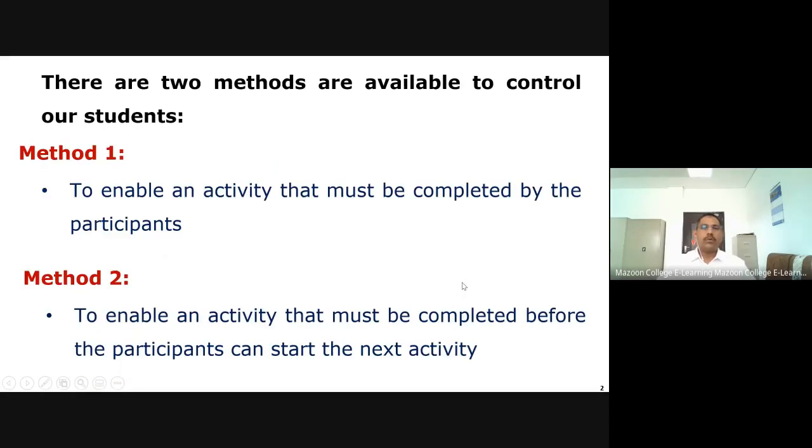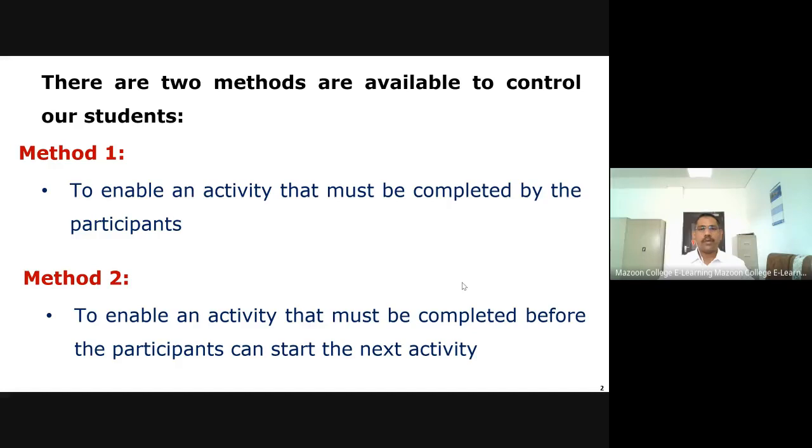So today I am going to talk about two important methods to control our students. There are two methods available to control our students through the Moodle. Method one is to enable an activity that must be completed by the participants. And method two, to enable an activity that must be completed before the participant can start the next activity.